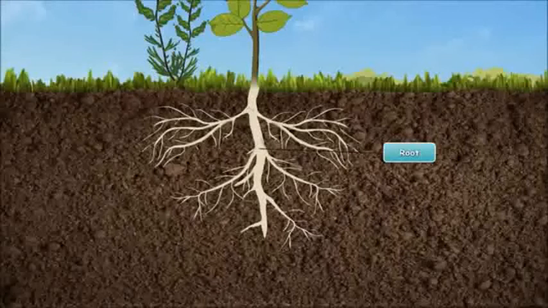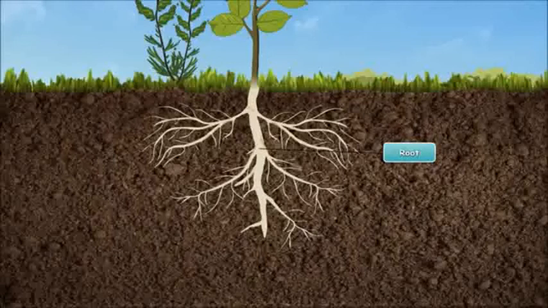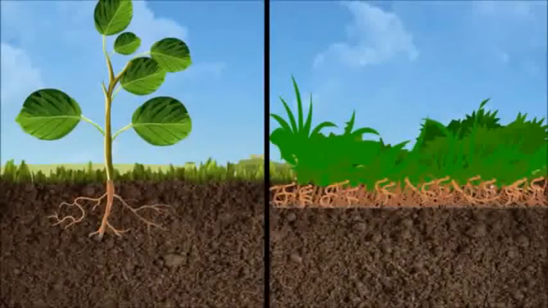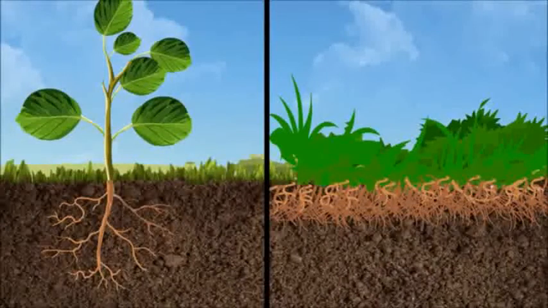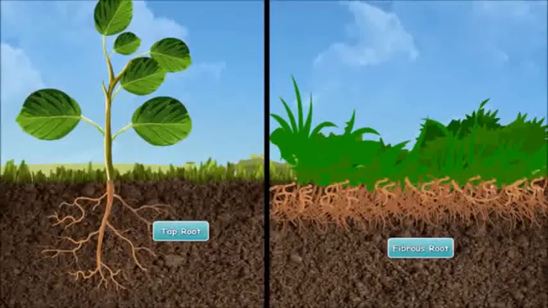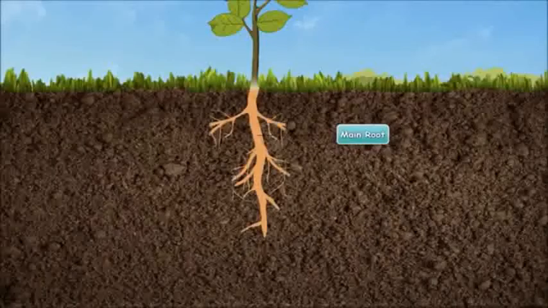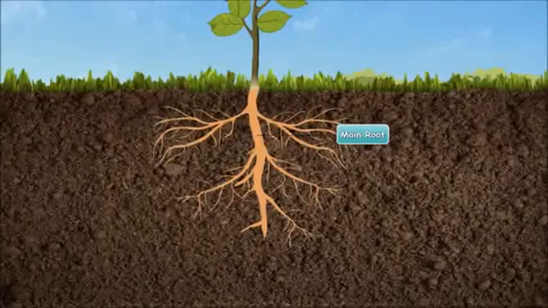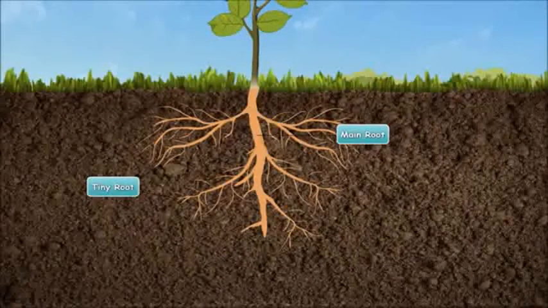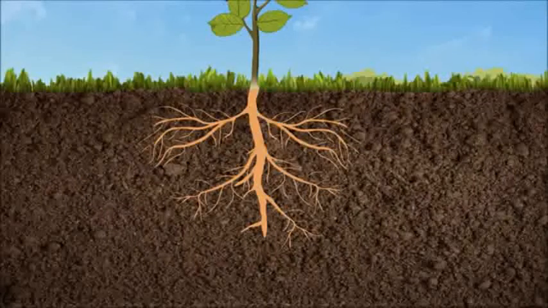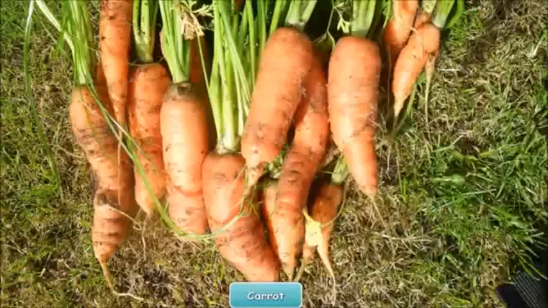Now you have learnt about the importance of roots. Let us now know about the different types of roots. There are two different kinds of roots found in plants. They are taproot and fibrous root. Taproot has one main thick root that grows from the bottom of the stem. Several tiny roots grow from the side of this main root. Taproot is found in plants like radish and carrot.